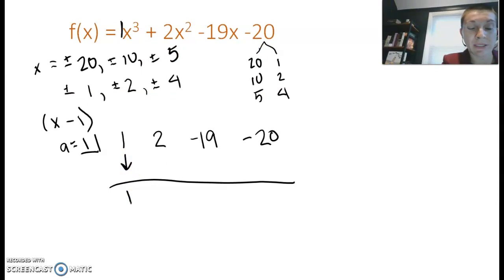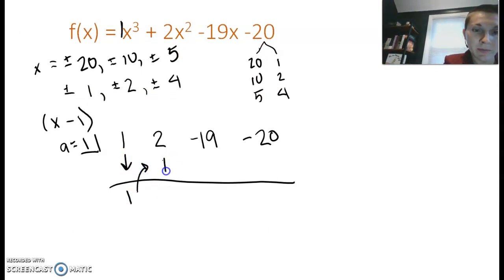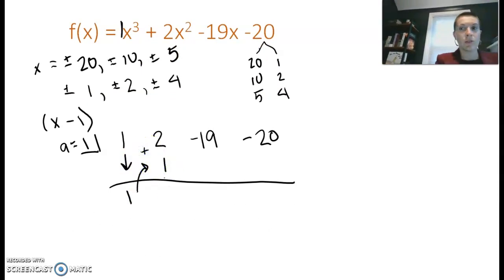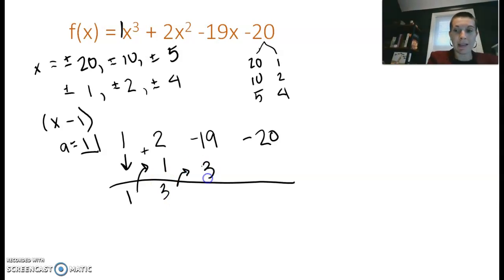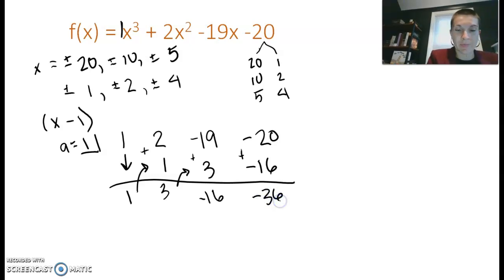We're going to multiply 1 times 1, which again should be 1. Add these here, we will have 3. Multiply 1 times 3, that gives me 3 right here. Add negative 19 to 3, that should give me negative 16. 1 times negative 16 is negative 16. Add these two together, I get negative 36. So because this last number was not 0, 1 is not a possible zero.